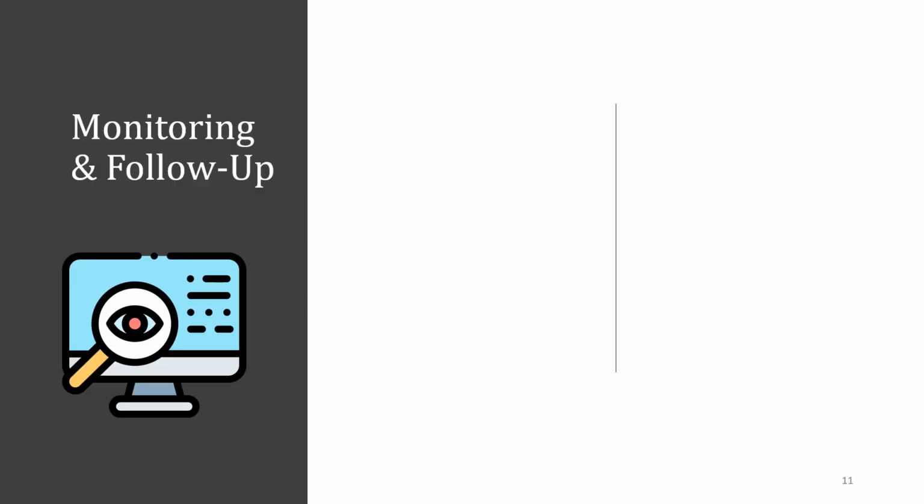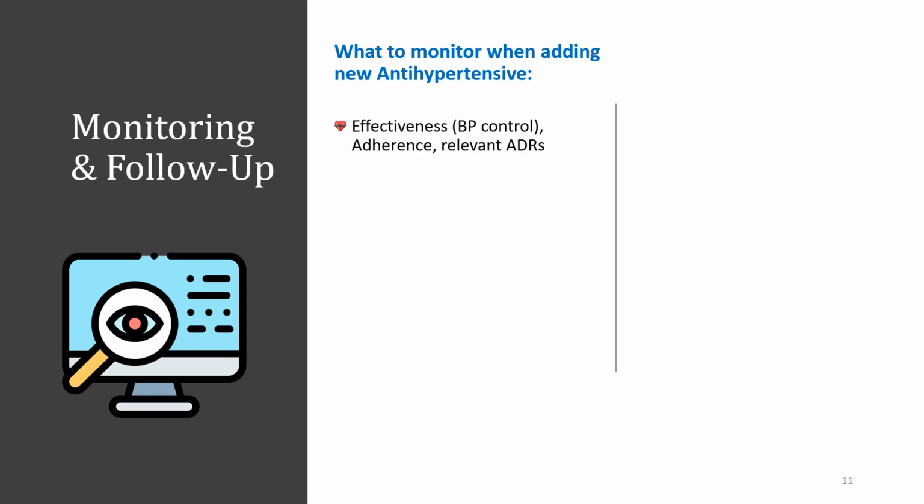Let's move to monitoring and follow-up. So what to monitor when adding a new antihypertensive? This is quite a given comment, but of course you want to monitor for effectiveness, which is really the BP control. And don't forget to think about that whenever you start someone on blood pressure treatment. The other thing is adherence, and someone has said the medicines are only as good as those who swallow them. So it's critically important that you find out whether the patients are taking the medicines as prescribed. The last concept is really relevant adverse drug reactions.